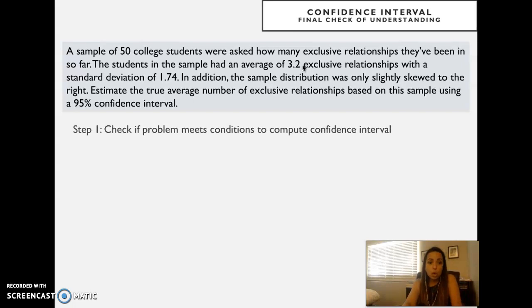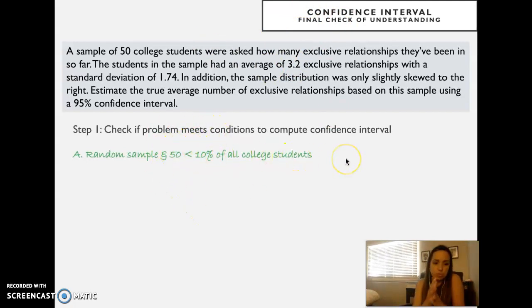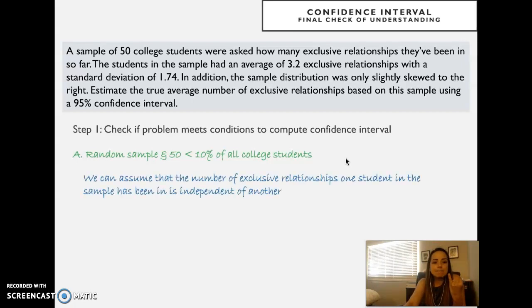So step 1, we'll check if the problem meets the conditions to compute a confidence interval. The sample is random and has a size of 50, which is less than 10% of all college students. So that gives me some level of confidence that the sample is independent. So that's one of the criteria, right? So we can assume that the number of exclusive relationships that one student in the sample has is independent of the other.